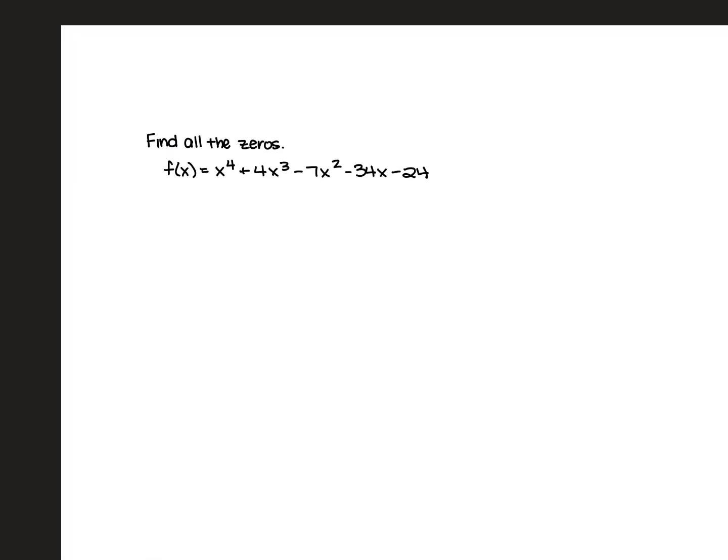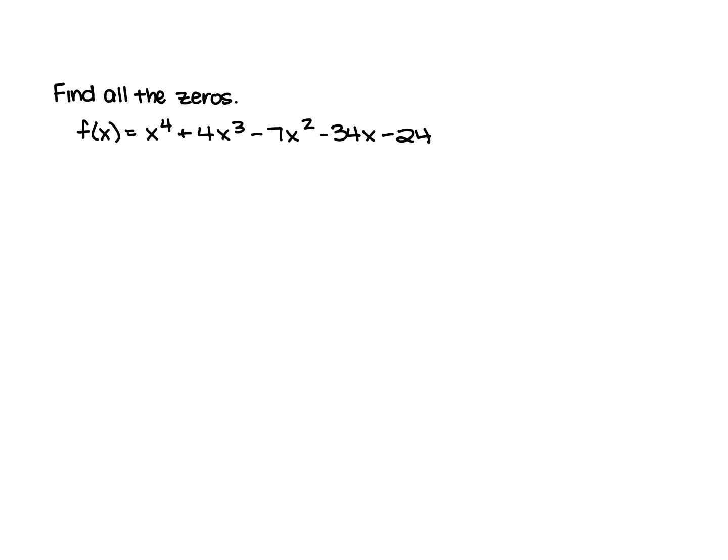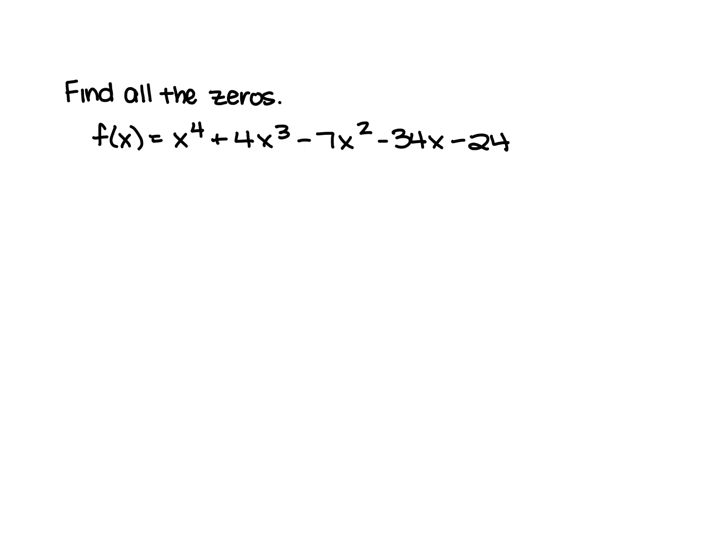For your next example, you're given f of x is equal to x to the 4th power plus 4x cubed minus 7x squared minus 34x minus 24. Your factors of that negative 24 are plus or minus 1, plus or minus 2, plus or minus 3, plus or minus 4, plus or minus 6, plus or minus 8, plus or minus 12, and plus or minus 24.